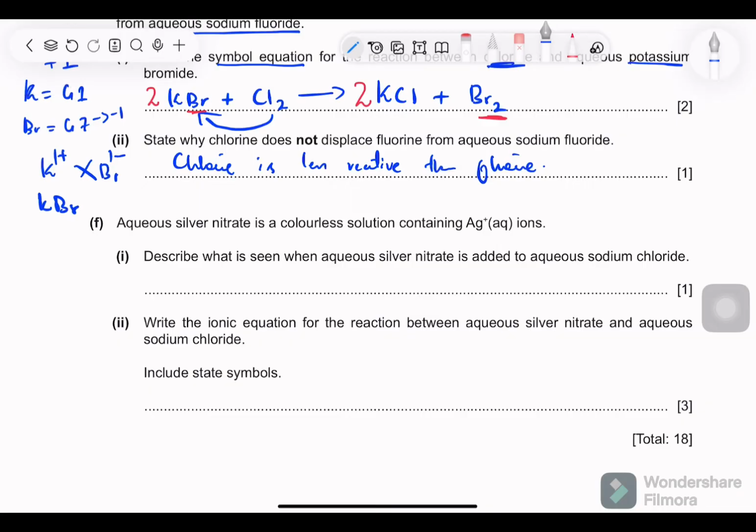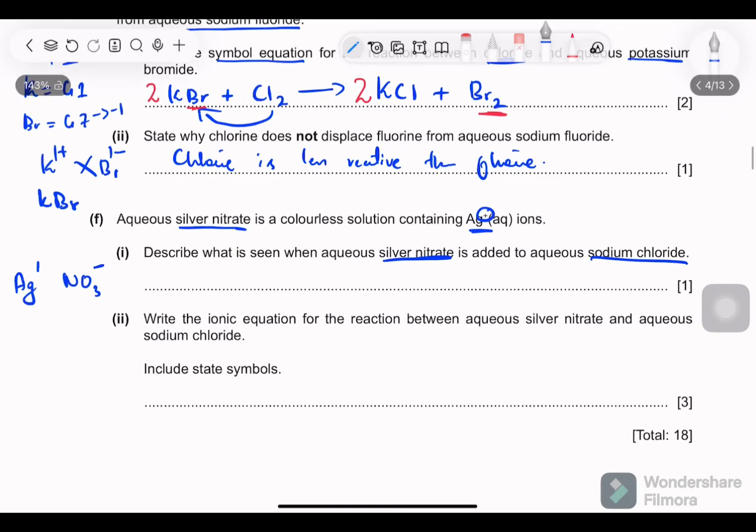Next, aqueous silver nitrate is a colorless solution containing Ag plus ions. Describe what is seen when aqueous silver nitrate is added to aqueous sodium chloride. So the formula for silver nitrate: Ag plus means it has plus one charge, and nitrate ions, we have to memorize this as we will not find this in the periodic table. So Ag has plus, NO3 has minus, cross multiply again, AgNO3. Similarly for sodium chloride, plus minus, which will give us NaCl.